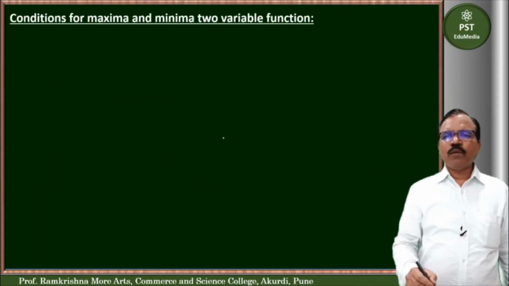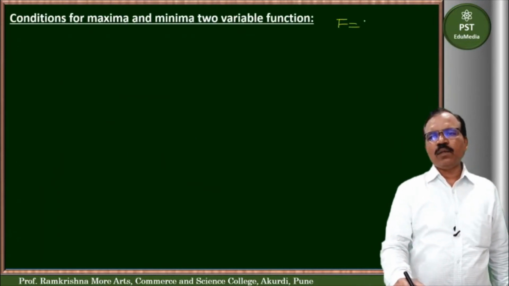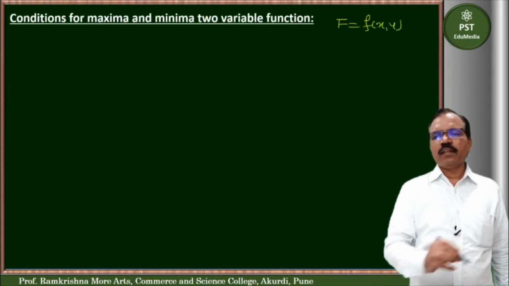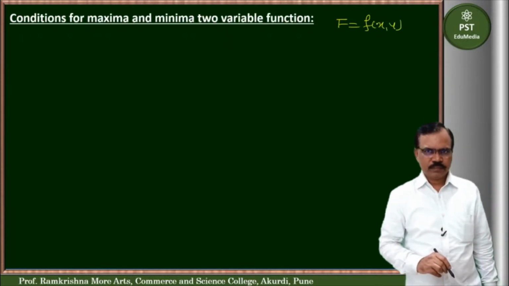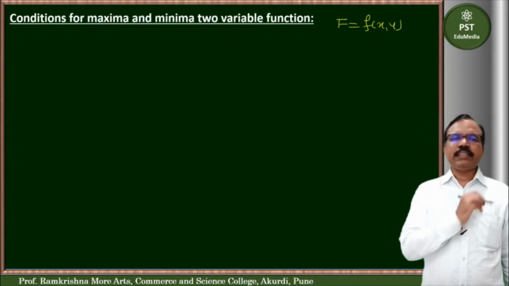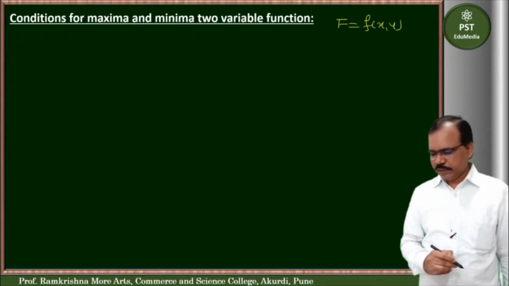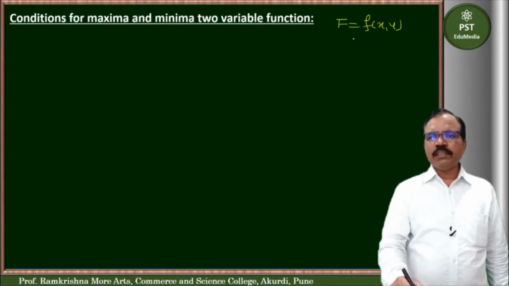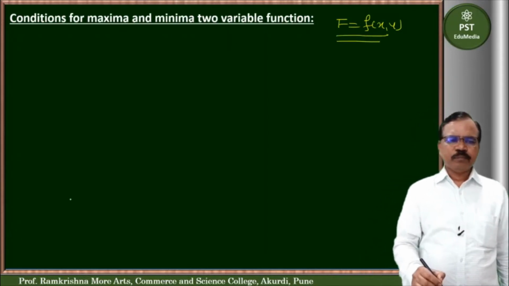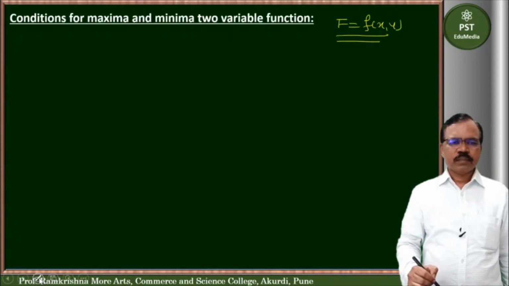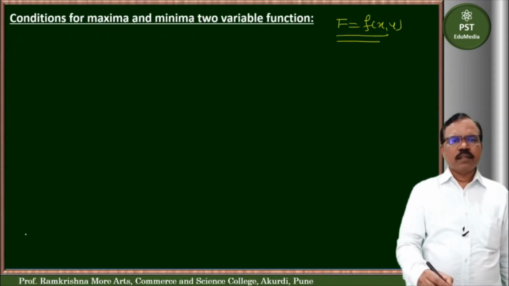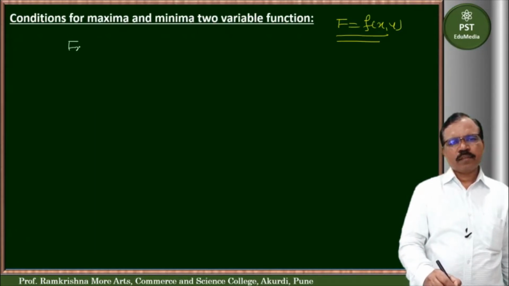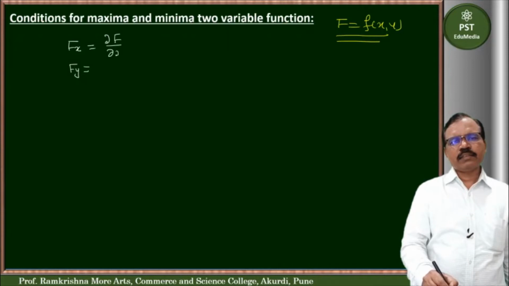But suppose we have a function like this, f is equal to f of x, y. So, a function of two variables. Then how can we find maxima and minima of two variable functions? So here we have f equal to f of x, y. Then we find fx and fy. fx means del f by del x, and fy means del f by del y.